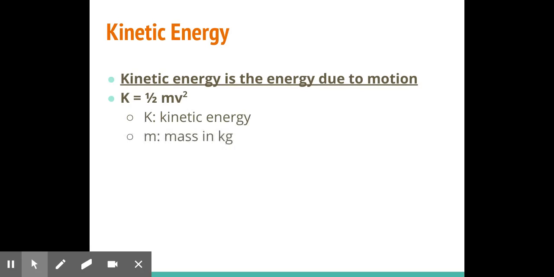And I'll lay it out here. So K is kinetic energy, M is mass in kilograms, V is velocity in meters per second, and the unit is joules. Okay. So here, again, we can see that kinetic energy is measured in joules, work is measured in joules. They're pretty much the same thing. They just have two different equations here.